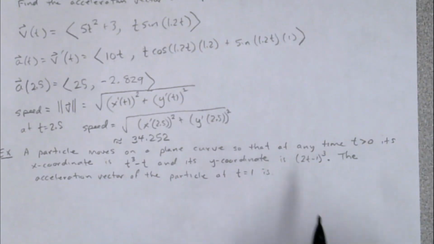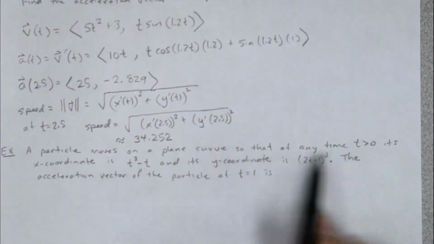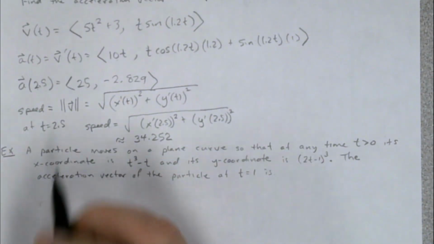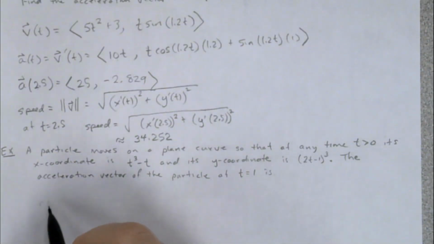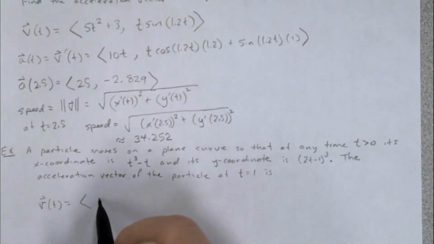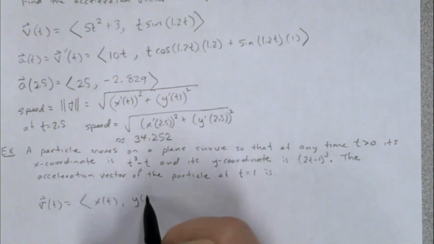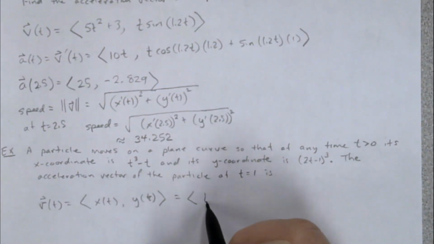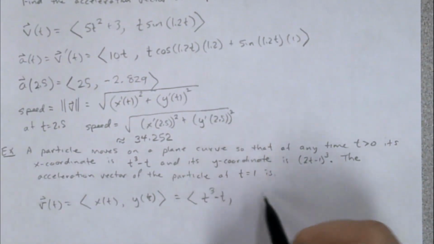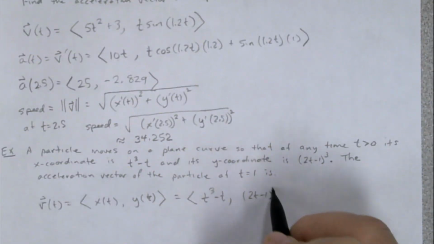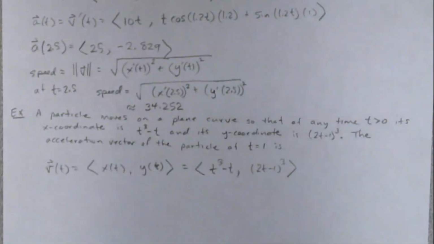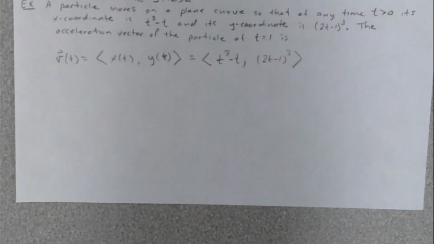Okay, so a particle moves on this curve. That means they gave me r. So the vector r of t is x of t, y of t, and that is t cubed minus t and 2t minus 1 cubed. So that is r. Okay, move it down here so you can see the rest of the page this time.